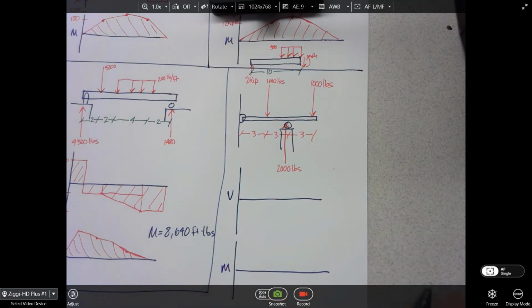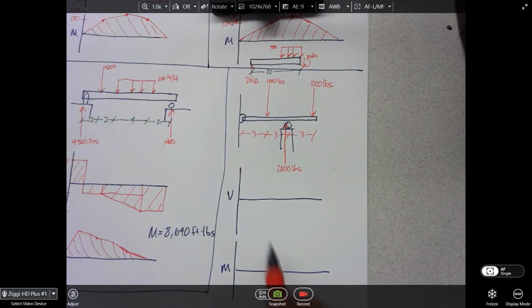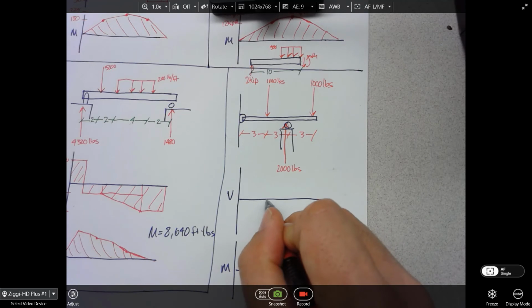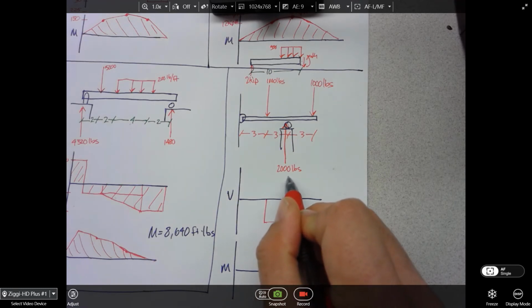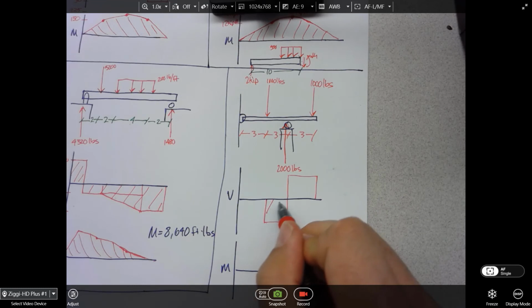Shear moment. So, what happens at the beginning? Nothing. Absolutely nothing. Then we come out, come to 1,000. At 3, we drop down 1,000. Come over to 2, jump up. Go over to the end and drop down.